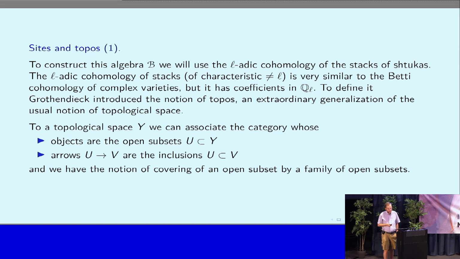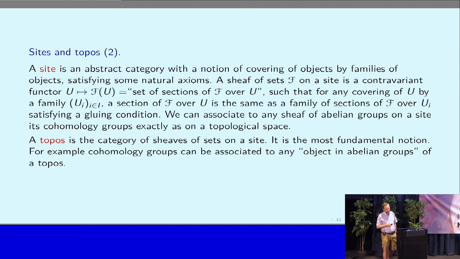So first, to give an example, I consider the site associated to a topological space. To a topological space Y, we can associate the category with objects the open subsets U in Y, and the arrows are the inclusions of open subsets of Y. So it's a category, and we have a notion of covering of an open subset by a family of open subsets. And we have a notion of sheaf on this. A site is an abstract category with the same notion of covering of objects by families of objects. So that's the data of a site.